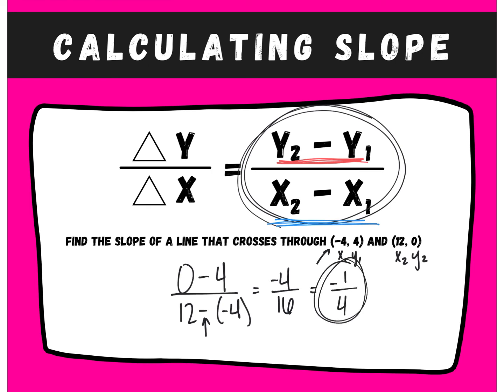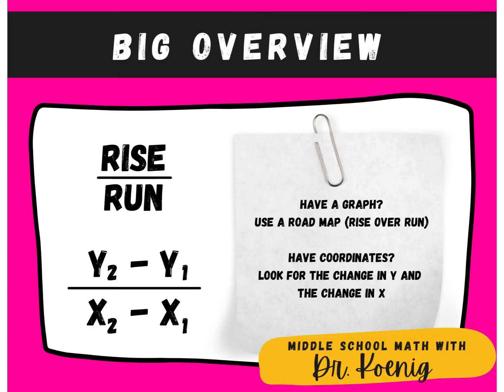That's how you can use this formula to simplify finding the change in y over the change in x, or alternatively, if you like to think of it this way, the rise and the run. So what's the big picture? What's the takeaway? What do you need to know today?